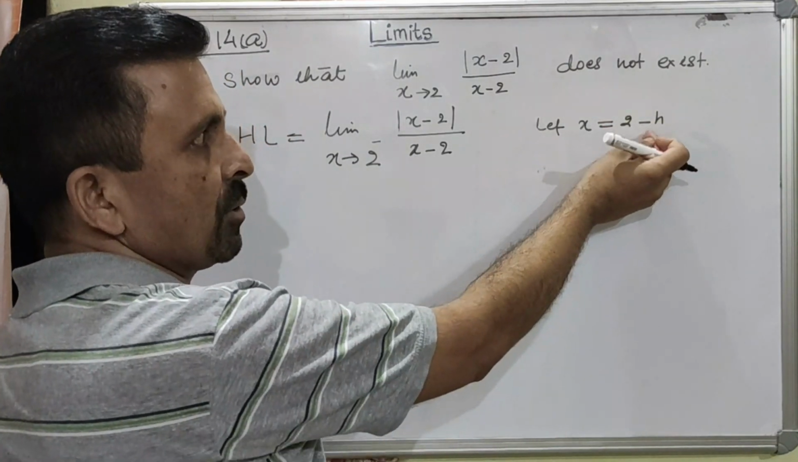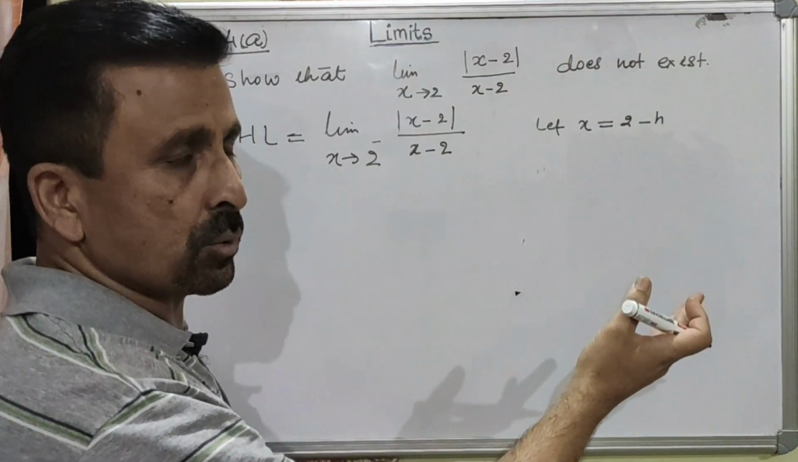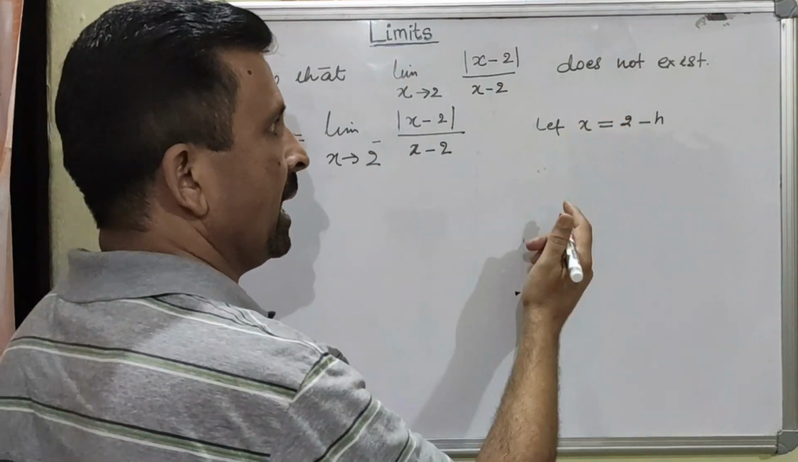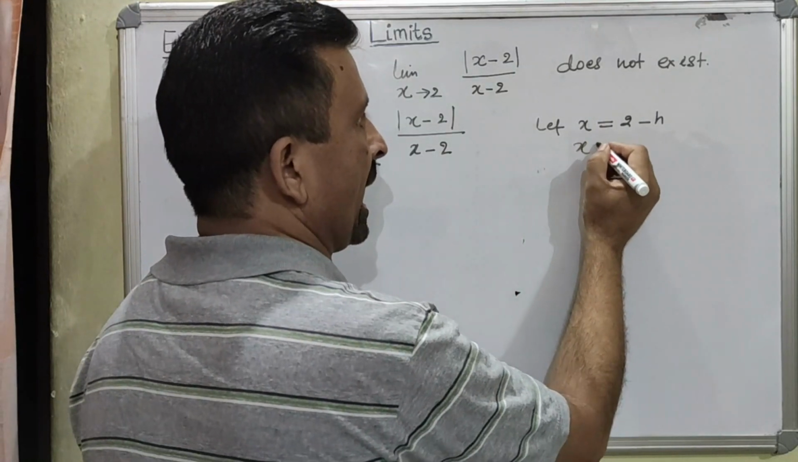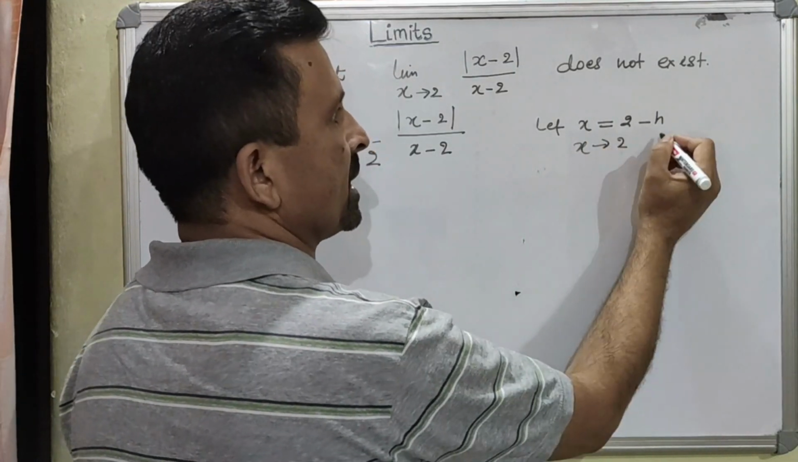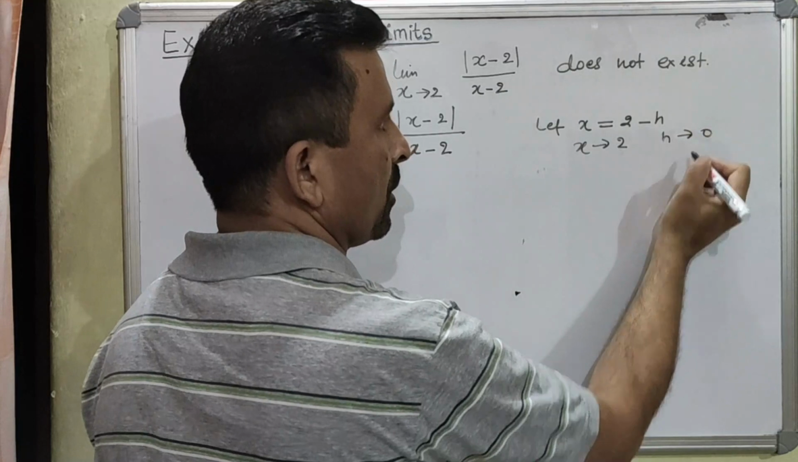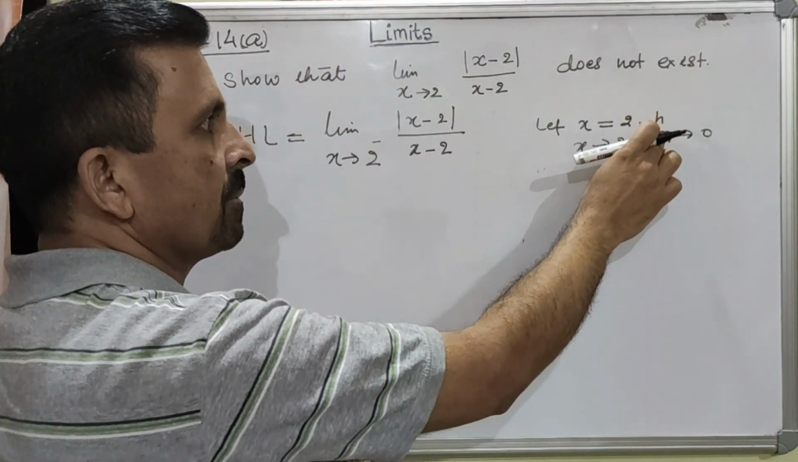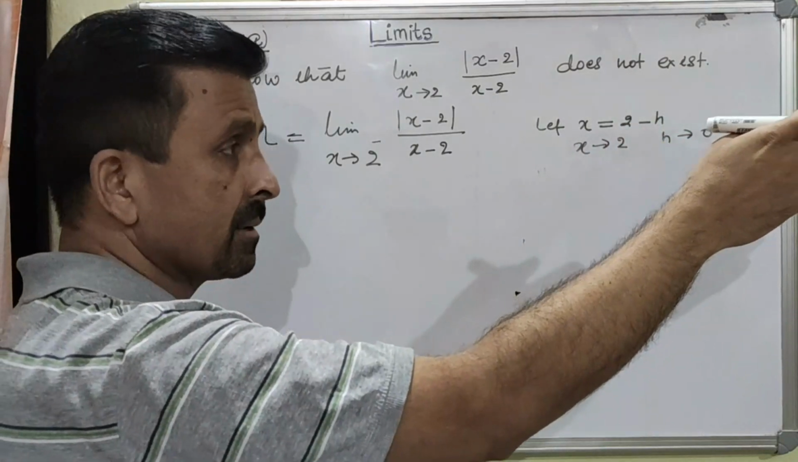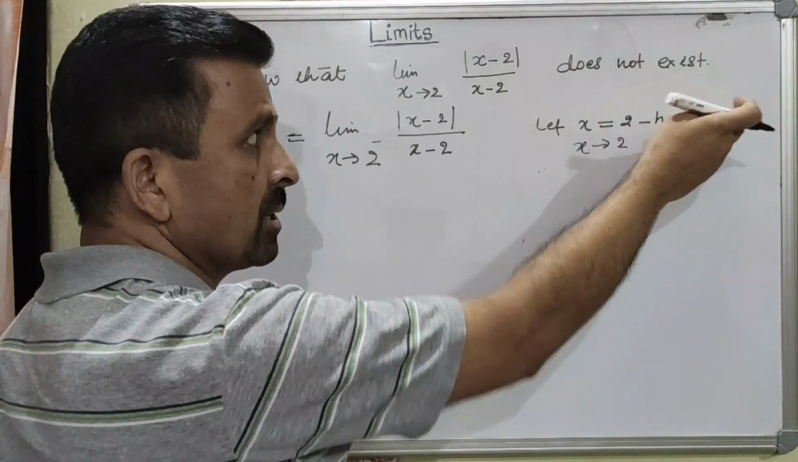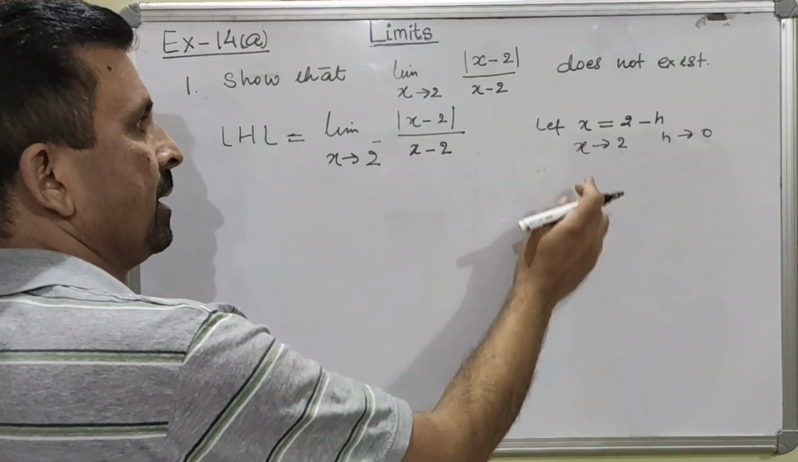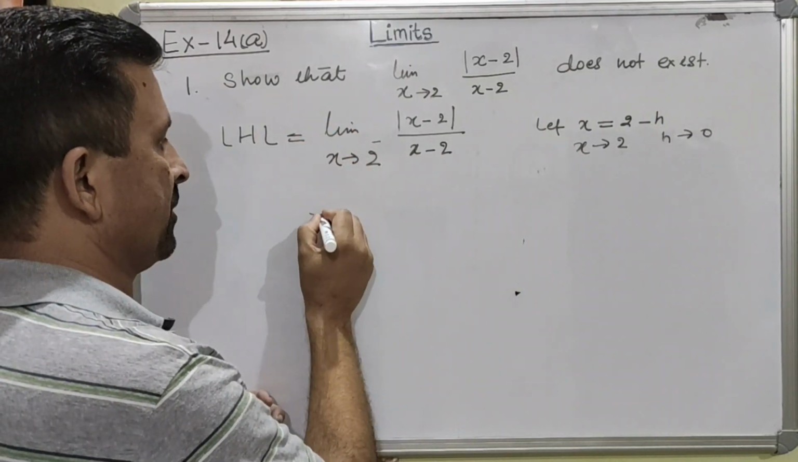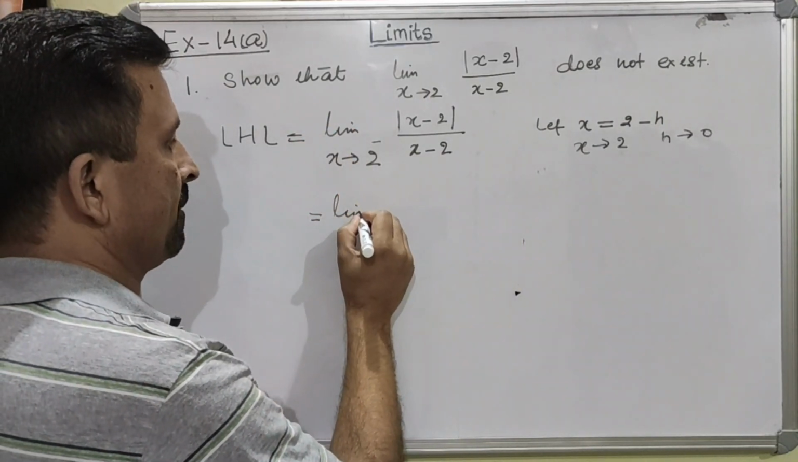That is why that small quantity is subtracted from 2. Is this very clear? And from here we can say, as x is approaching 2, this h is approaching 0. As x goes closer and closer to 2, h will become smaller and smaller. So that is why we are saying h is approaching 0. Is this very clear? Now this limit will change.